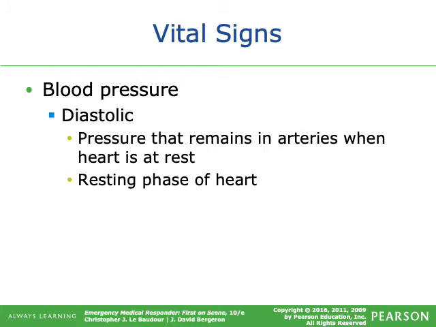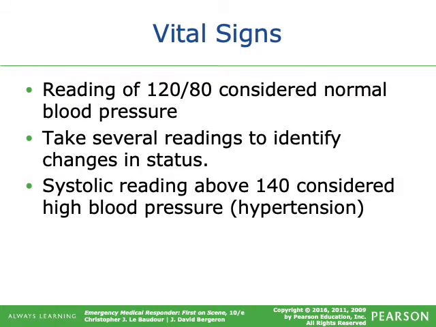So your heart has an active phase and a resting phase. During the resting phase, it's refilling with blood, and that's going to be the bottom number on your pressure. All right, a reading of 120/80 is considered a normal blood pressure. You're going to take several readings to identify changes in status. That's what we were talking about, trending. A systolic reading above 140 is considered high blood pressure or hypertension.